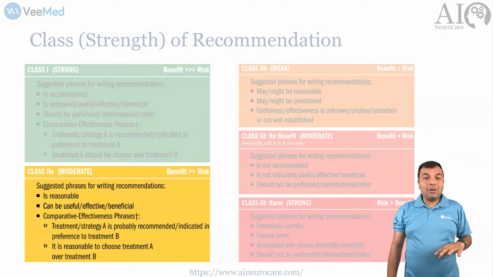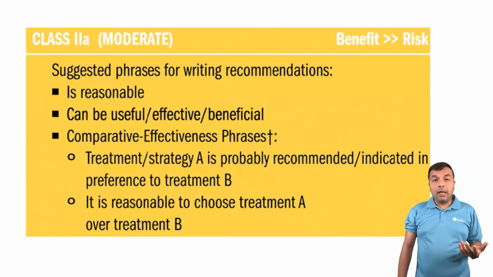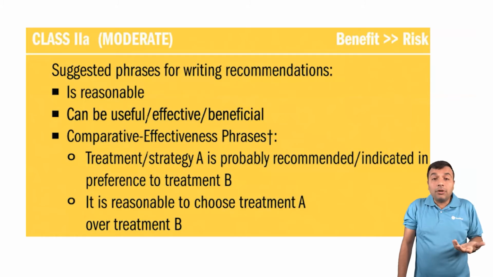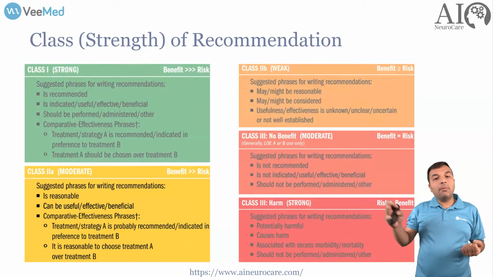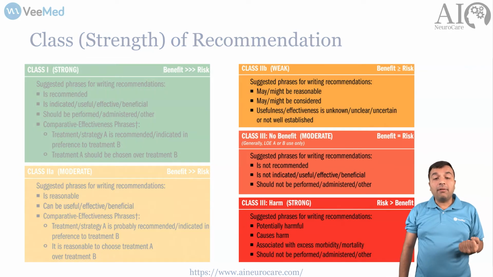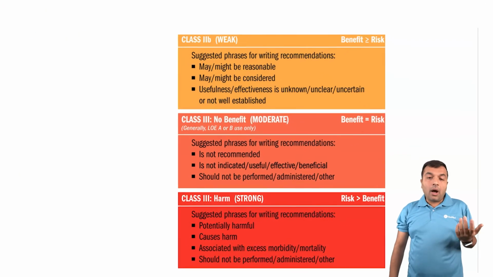Then we come to class 2A, which is the moderate level of a class of evidence. The true strength is not that hard. It is reasonable to do. It is something you should consider highly, etc. And then we come to the other side, which is level 2B, level 3, and level 3, which is harmful.